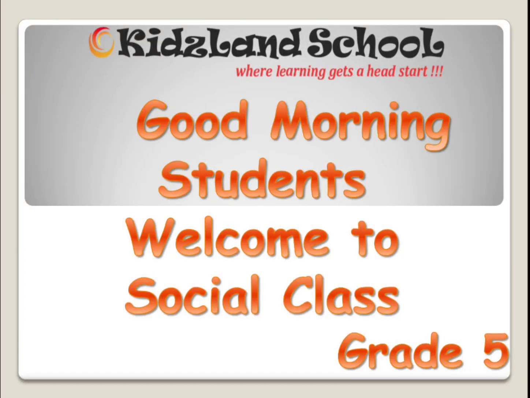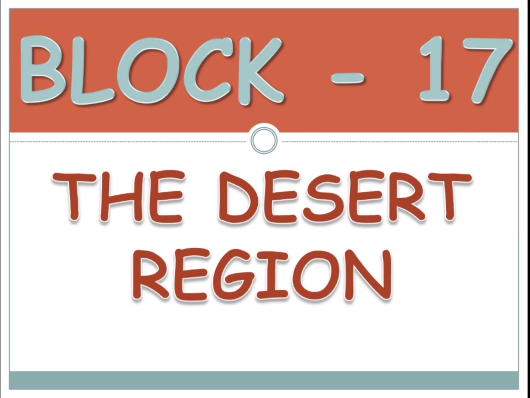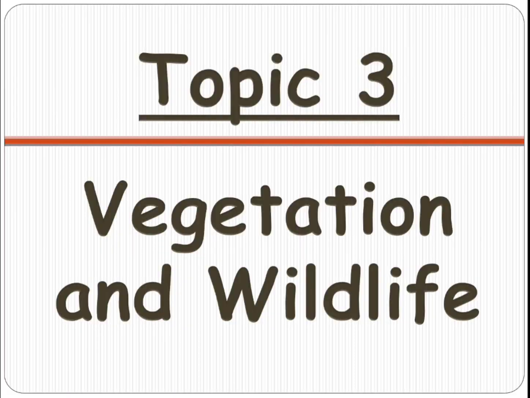So, in social, we are learning the 17th block, which is the desert region. In this, we have learned the location of the desert regions all over the world, the climate of the desert region, and also the people of the Arabian desert. Isn't it, children? So, in the third topic, we are going to learn the vegetation and wildlife of the desert region.